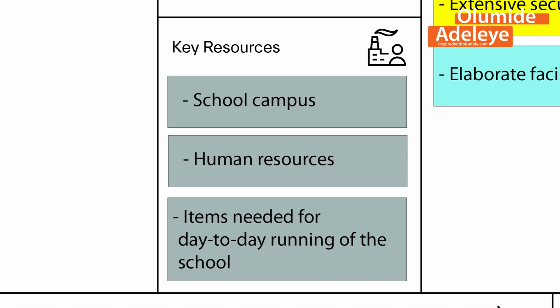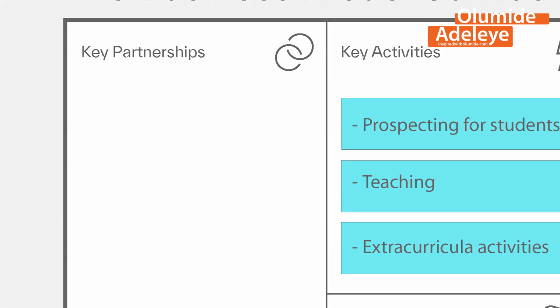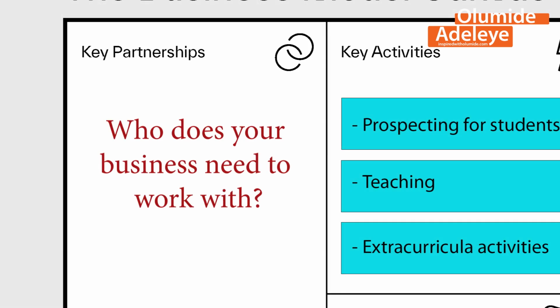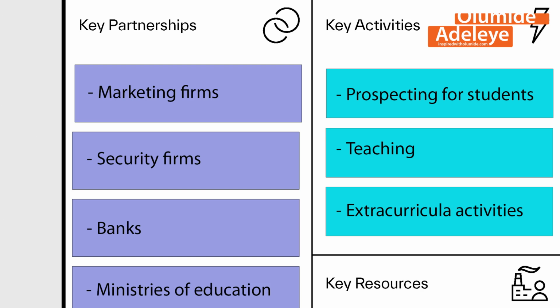And then there are the key partnerships. The key partnerships are the external entities, meaning the people or the organizations on the outside of that business that the business needs to partner with in order to make its value proposition possible or to enhance that value proposition. So in the case of this school, we would be talking about marketing firms, we would be talking about security firms, maybe even the police force.